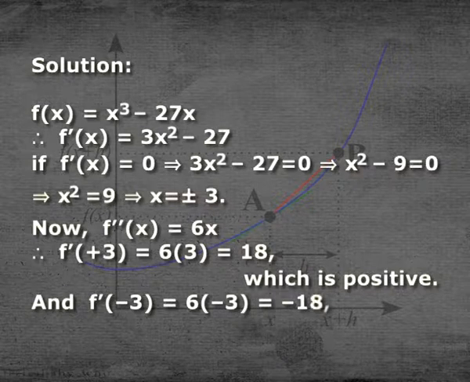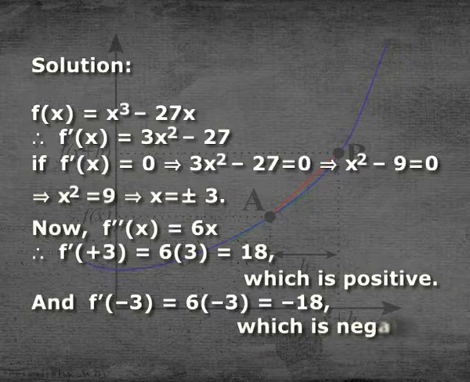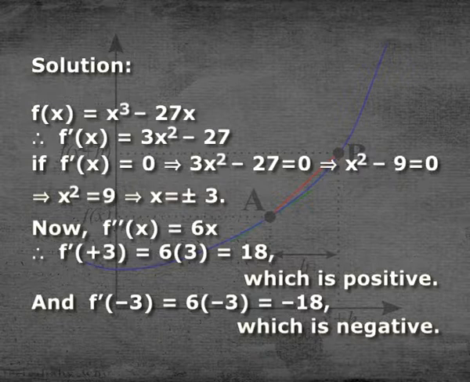Now we find the second differentiation of f(x). So the second differentiation is equal to 6x. Now we'll put the value of positive 3 into the second differentiation and find the value. So f double dash of plus 3 will be 6 into 3, that is equal to 18, which is positive. In the second case, when we put minus 3, f double dash of minus 3 will be 6 into minus 3, and that is equal to minus 18, which is negative.